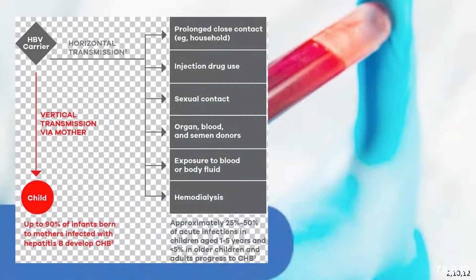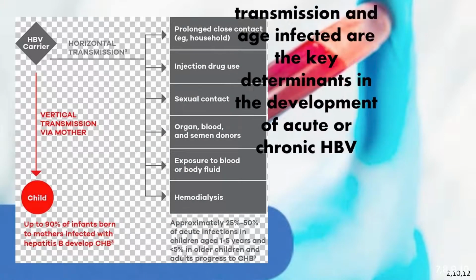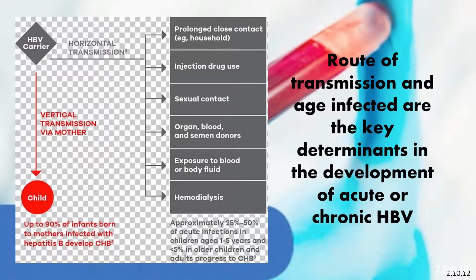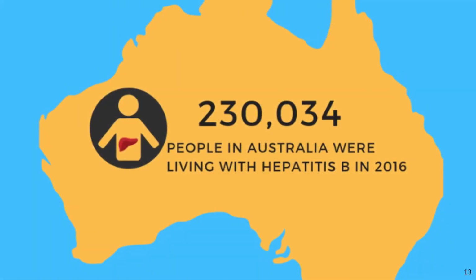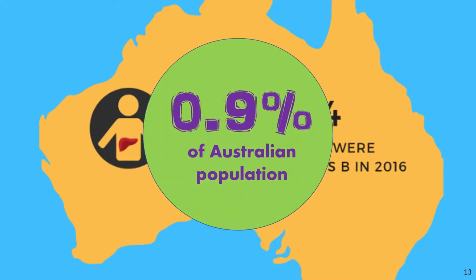Depending on the route of transmission and the age at which an individual is infected, as well as variations in immune clearance capacity, hepatitis B can result in either a short-term acute infection or persistent chronic infection. It is estimated that there are currently more than 250 million people living with chronic hepatitis B worldwide, including approximately 230,000 individuals in Australia, which makes up 0.9% of the population.